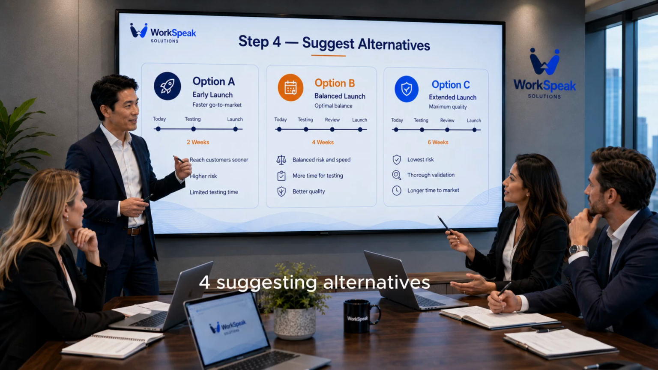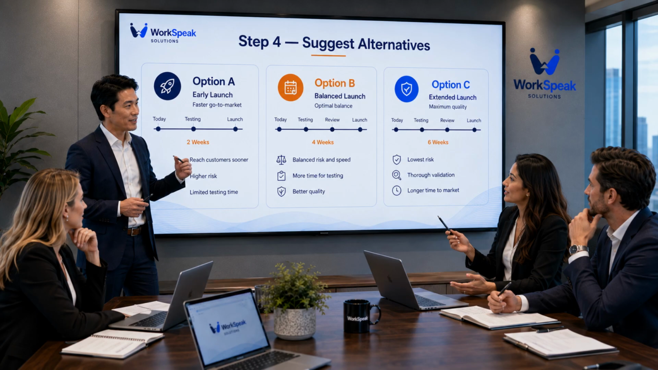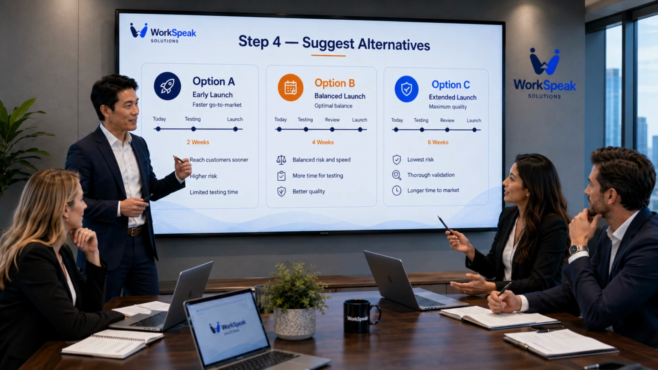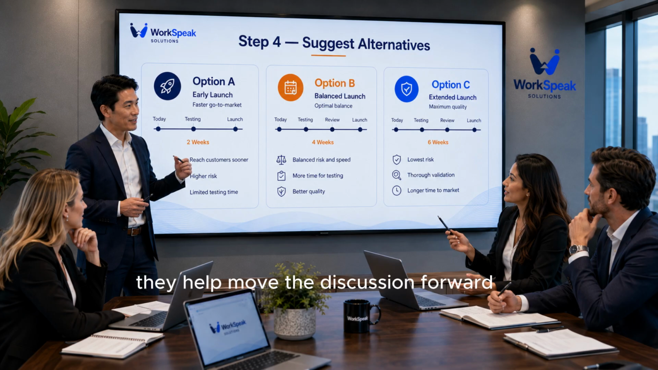4. Suggesting alternatives. Don't stop with the problem. Offer a solution. Try expressions like, "What if we waited until Wednesday? Perhaps we could test it with a smaller group first." Another option might be to launch in phases. Professionals don't simply criticize, they help move the discussion forward.